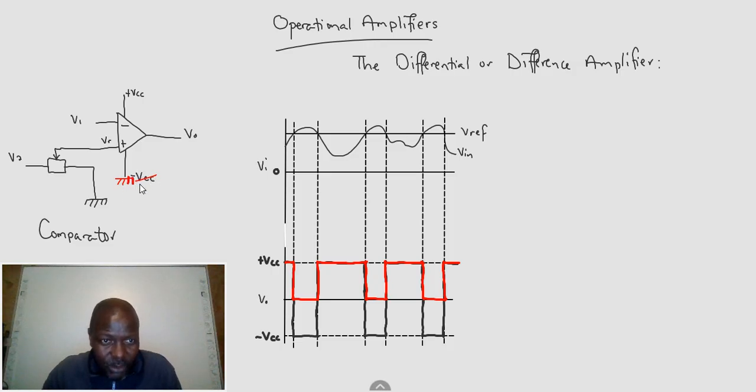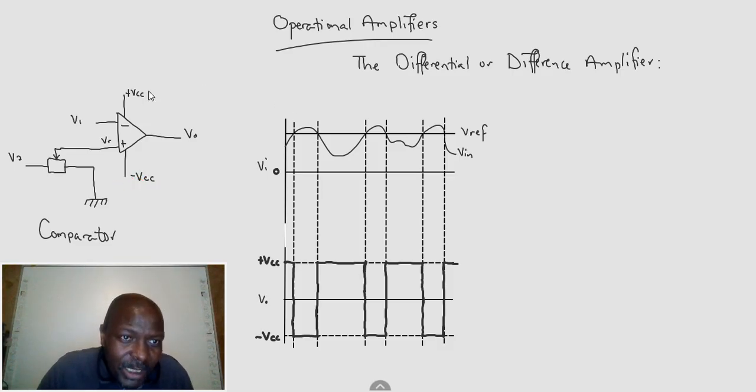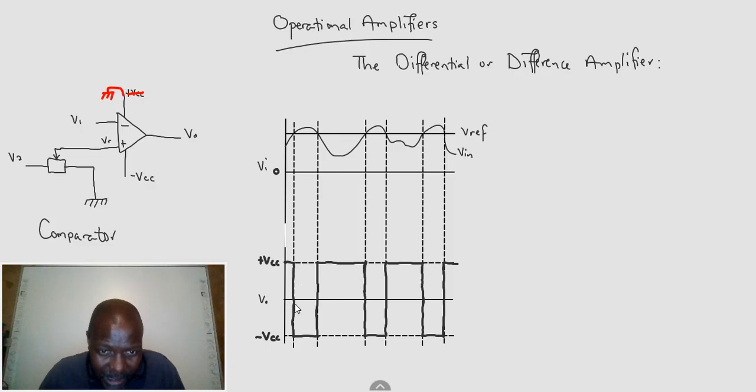Okay, if your minus VCC was grounded, then it's what you have. Conversely, if you had grounded your positive VCC and you did not have positive VCC, your output could never give you positive VCC. Your output would only give you the negative. So where it's supposed to be positive, it will be 0.